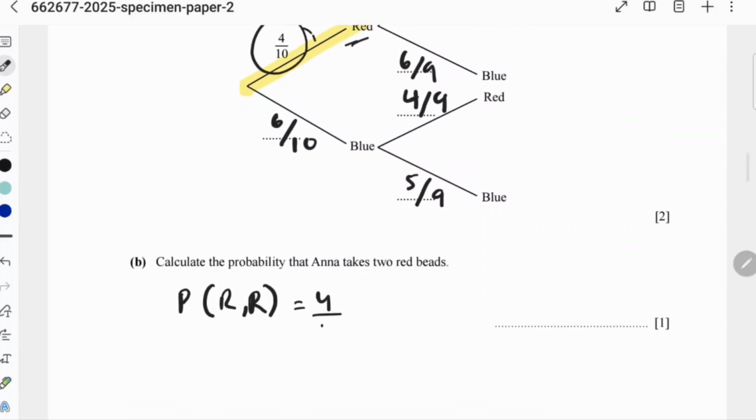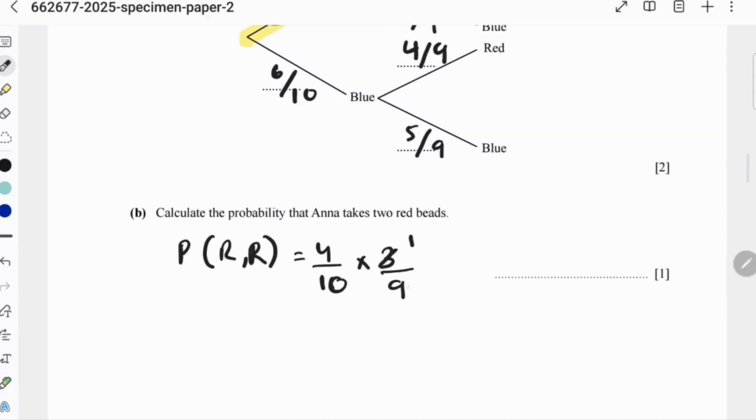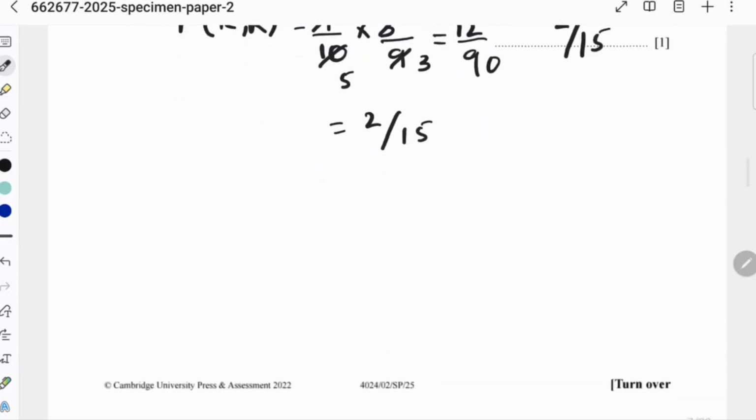4 over 10 times 3 over 9. 3 over 9, we know that it is 1 over 3. And you can cancel the numbers also. So 2 2s are 4, 2 5s are 10. So 2 1s are 2 upon 15 is your answer. 2 over 15. Or if you just multiply without cancellation, it will become 4 3s are 12, 12 over 90. Both are acceptable.